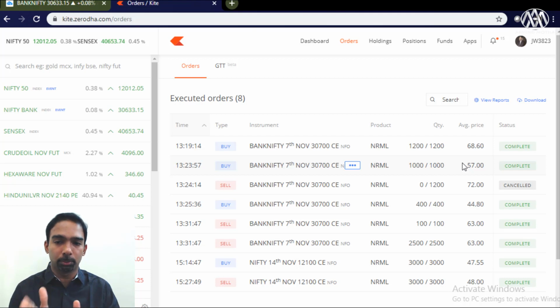Again, this is more in terms of options. I'm saying even in equity you can go for that, like probably 0.2%, 0.3%, very small. So in this, it came down almost 10 rupees, like 60, it came down to 57. So I'm adding more quantity of 1,000 at 57. So this will bring down my average price to around 63, right?